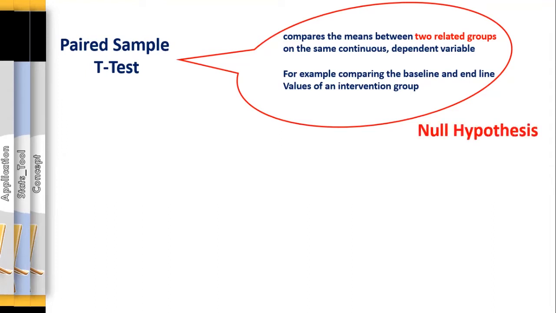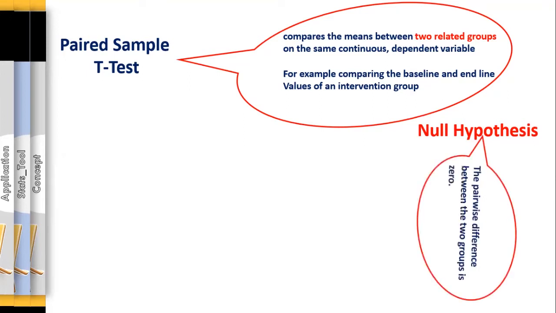Now, there is a null hypothesis that is tested when we are doing a paired sample t-test. That hypothesis states that the pairwise difference between the two groups is 0. That is to say, in this example, the height at baseline is not different from the height at end line. Hence, the baseline and the end line measures of height are statistically the same.